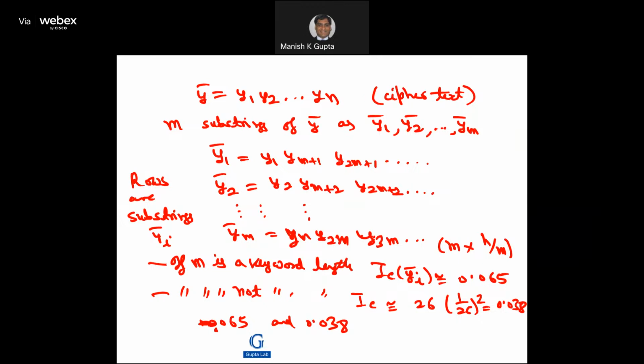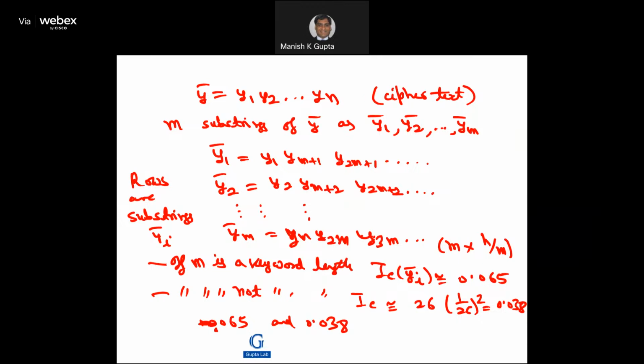Now, if m is the keyword length, the index of coincidence of yi turns out to be 0.065. And if it is not, this value is 0.038. So this is an important observation. Basically, there are two kinds of values: 0.065 and 0.038. This is a very important thing.